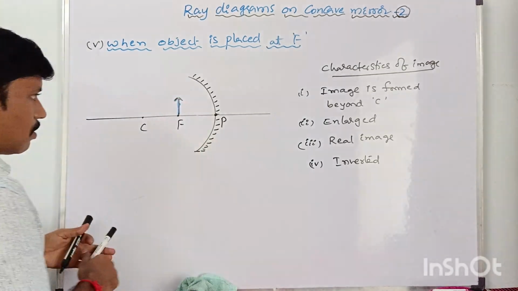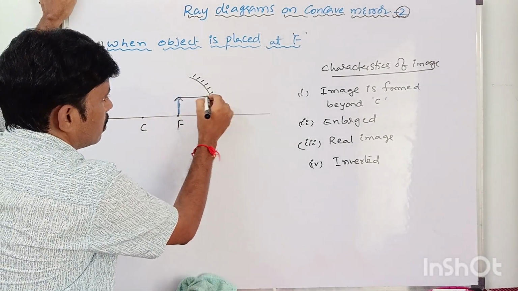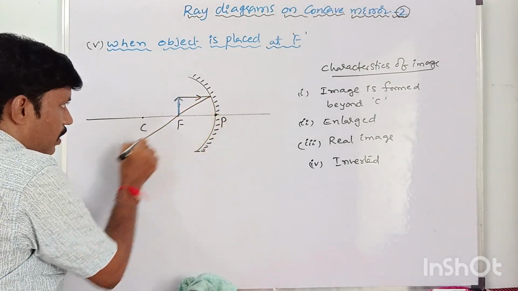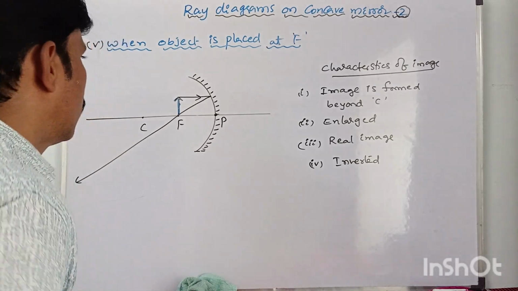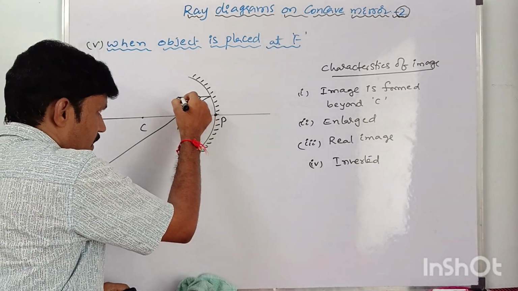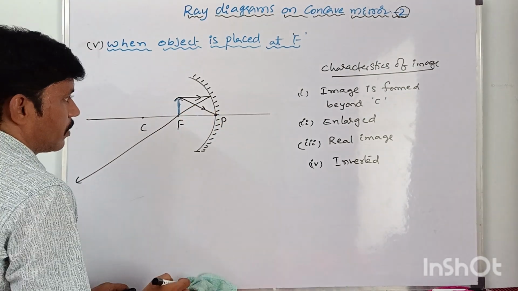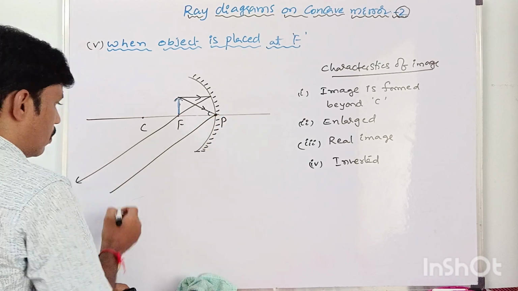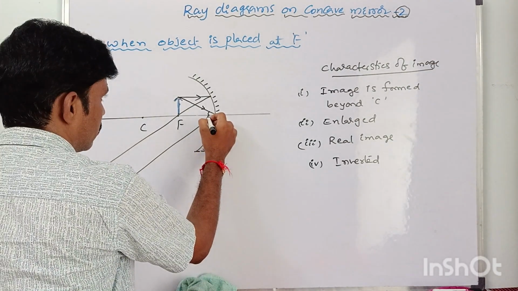So the first ray should be parallel to the principal axis from the top of the object. We know that after reflection it passes through the focus point. Clear? So as usual, like previously, the second ray is incident at the pole making some angle, and with that same angle we can draw the reflected ray like this.